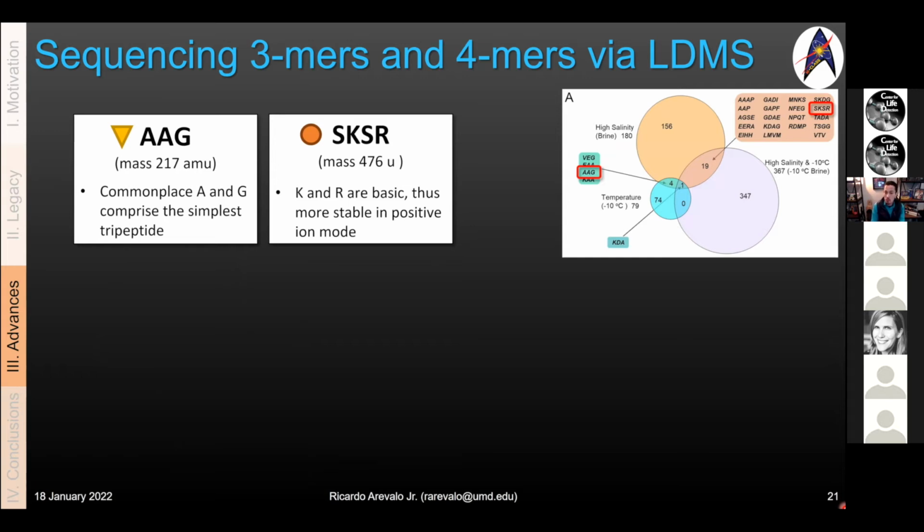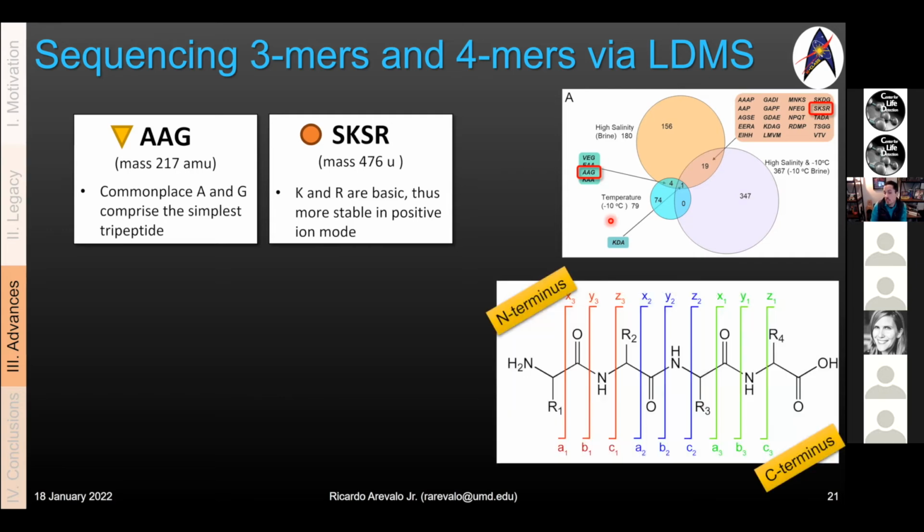But here are two of these peptide signatures. You can kind of see where they're highlighted. There we go. AAG, which is associated both with the lowest temperature and the highest salinities, and then SKSR, which is associated with the high salinity, and then these other brine conditions. So you can kind of see this Venn diagram. And so it's a 3 and a 4 amino acid peptide. Can we see them was the first question. Can we see the molecular ion?